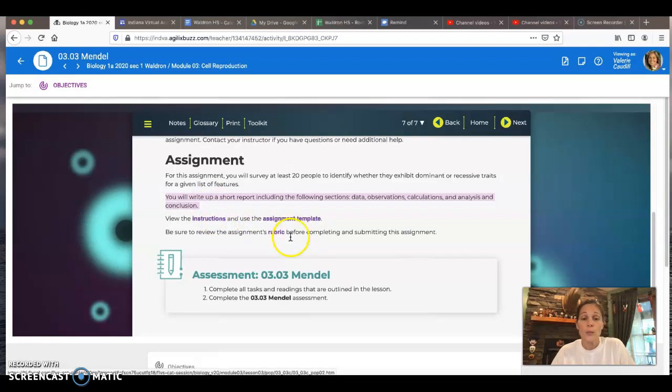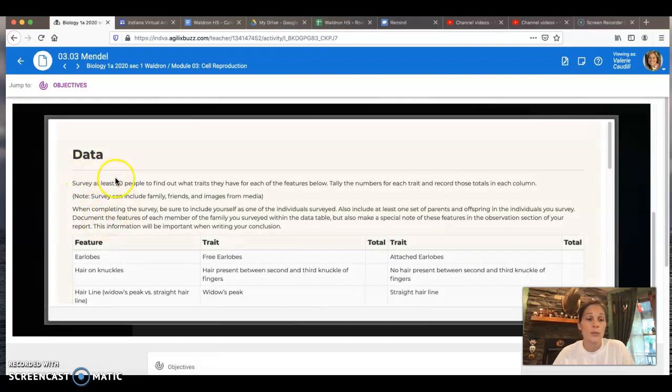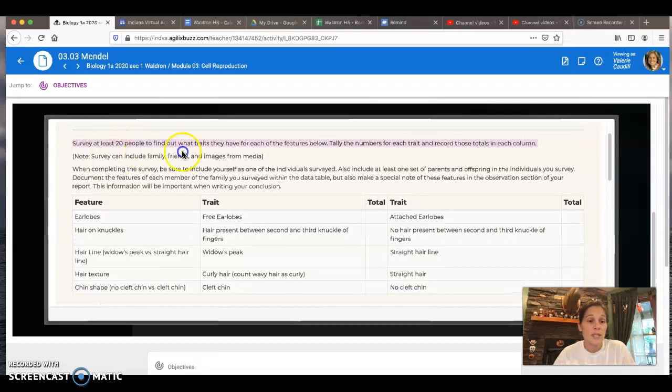Okay, here we have 3 links. We have the instructions, we have the assignment template, and we have the grading rubric. Okay, so let's open our instructions and start to figure out what we're going to do. Okay, so first it says data.